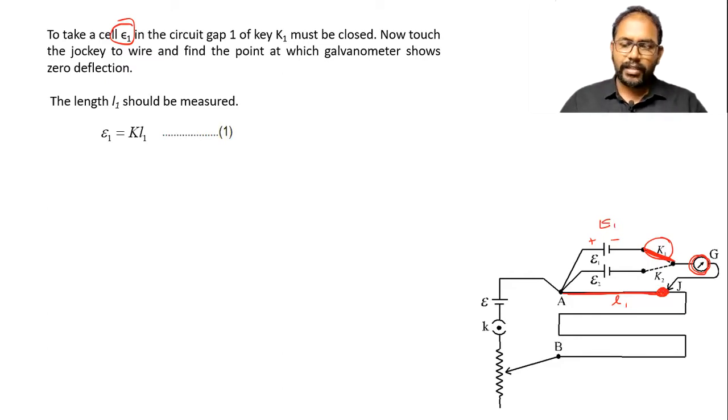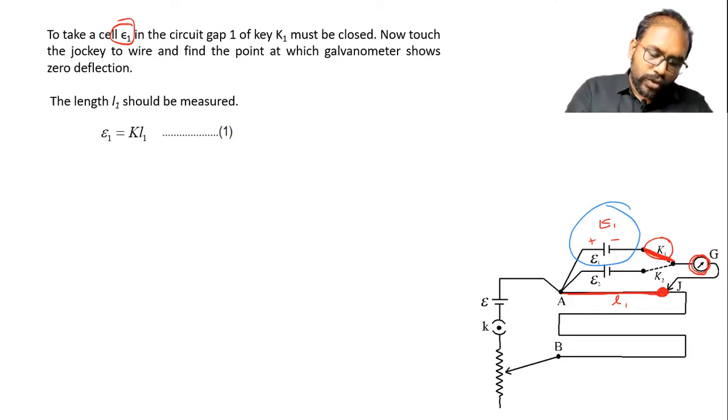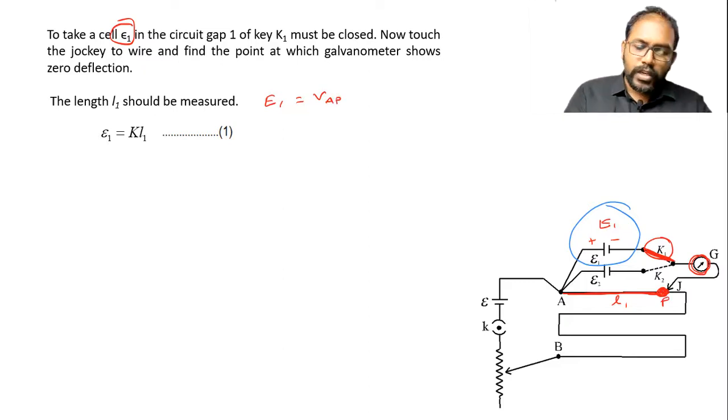It means that this EMF E1, we connected E1 and found the balancing point. It means that E1 balances this potential difference. So I can write it this way also: E1 is equal to the potential difference across this wire A, let me name this point P, AP. You know that the potential difference across wire AP is equal to K into L1. Just as we learned in the principle, we get this as equation number 1.